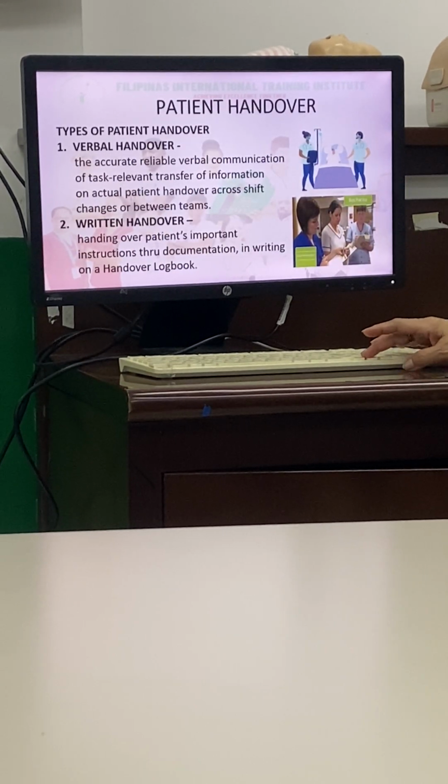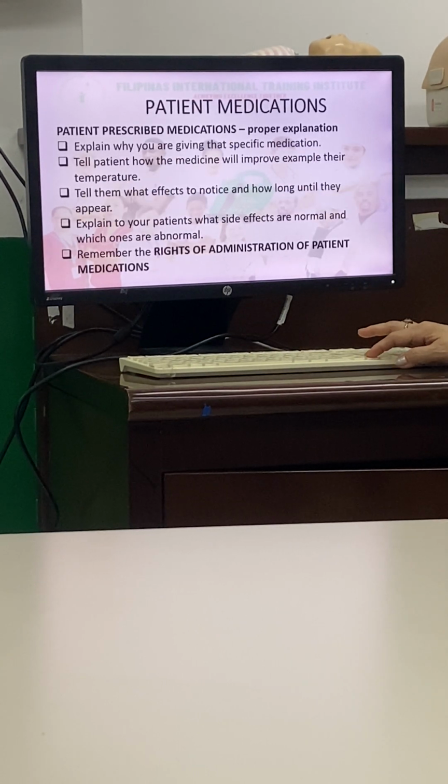Okay? So the other types of patient handover, as I said, are verbal, when you are talking with your colleague at the clinical bedside or beside the patient. And we have the written, like a logbook or something that you write in, so as not to forget. Now, about the patient medication, I'm not going to touch on it here because we are going to talk about it more in the medication and diabetic management.